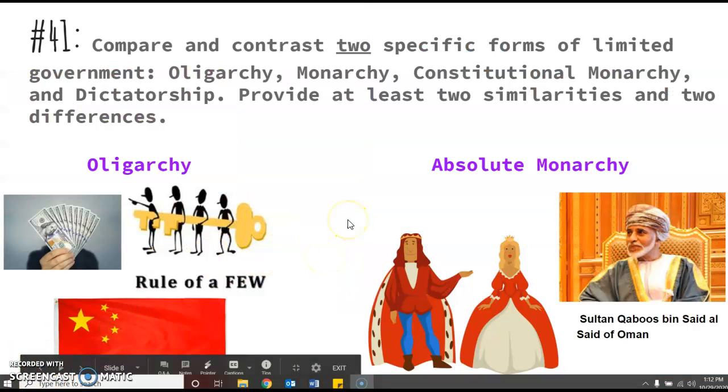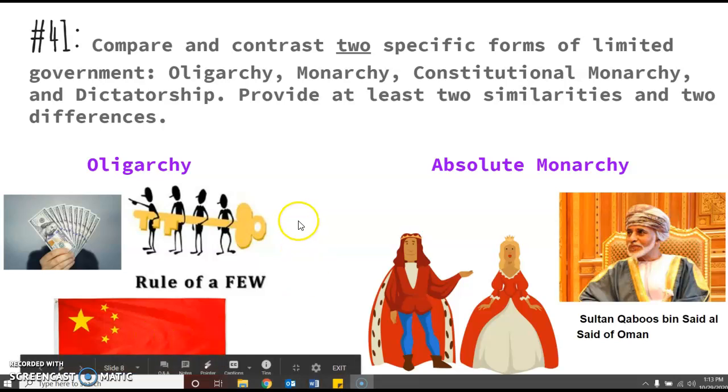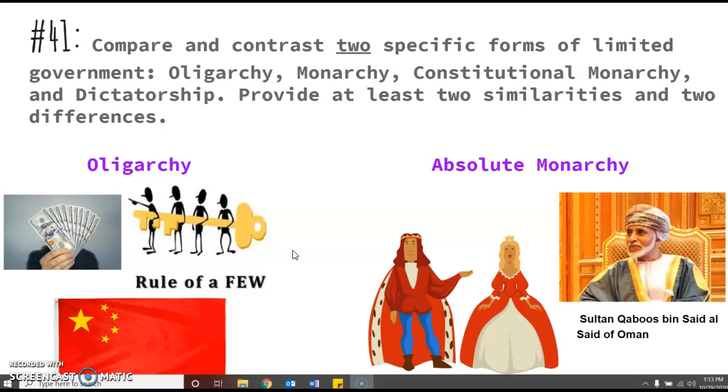The last question is about limited government, and you need to choose 2 out of the 4. And then you will compare them. So one is an oligarchy. This is an example of China's oligarchy, when a small group, usually it's wealthy people or a particular political party, like in communist China, rules.